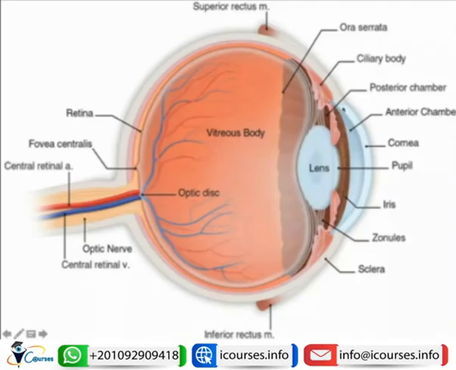Here we can see a section of the eye showing the 3 coats. The outer coat is formed by the cornea anteriorly, and the continuation of the cornea posteriorly is the sclera, which is perforated in the middle by the lamina cribrosa, which transmits the optic nerve fibers. Then we have the middle vascular coat, formed by the iris, the ciliary body, and the choroid. And finally, the inner neural layer, or inner nervous layer, formed by the retina.